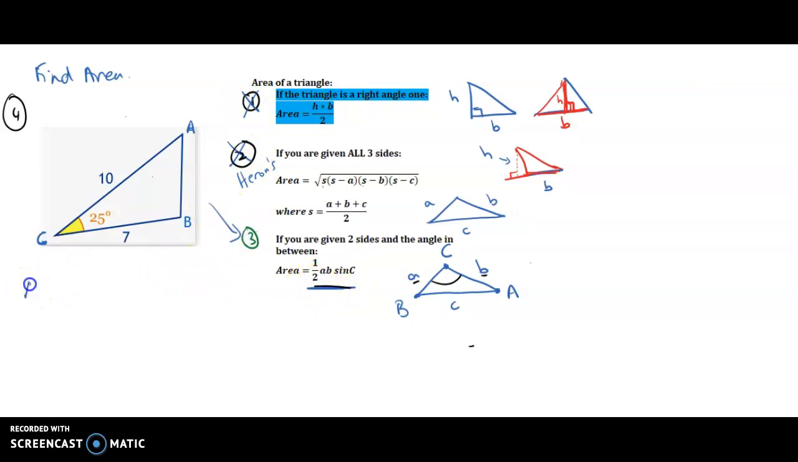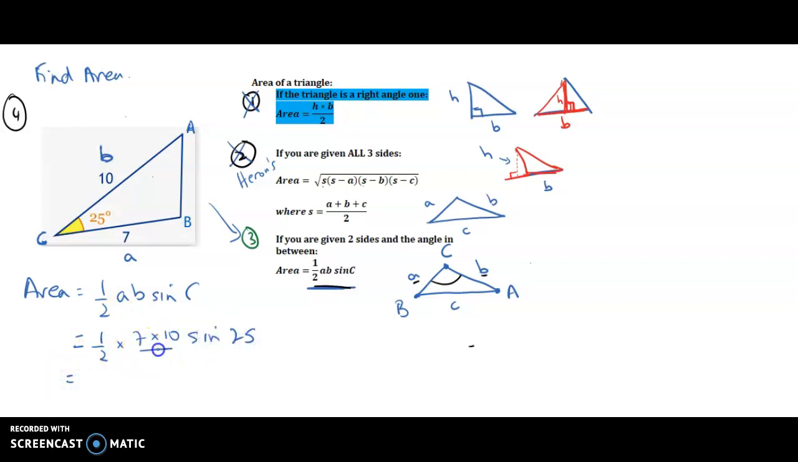So I will use the formula area is equal to a half of AB sine C. Now what are A and B? A and B are simply the other sides. So since here is capital A, here will be 7 will be small a. Since here is capital B, 10 will be small b. Yes. So I'll write a half by 7 by 10 sine of 25.